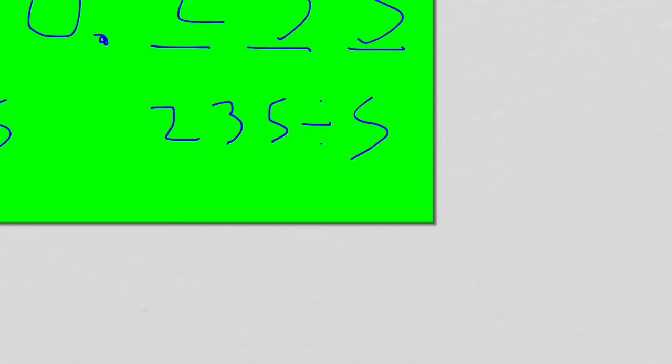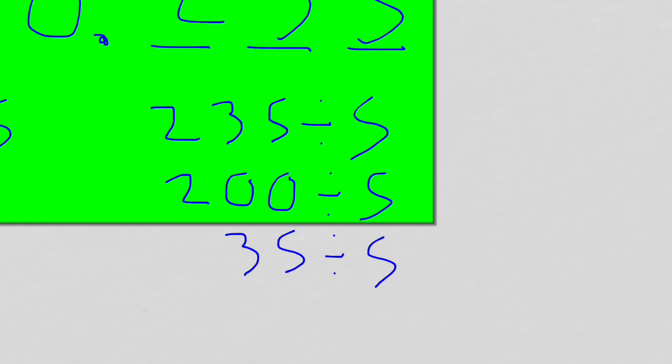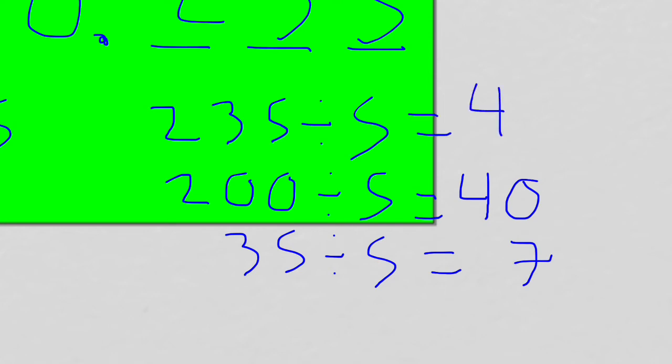Hopefully I can recognize that 200 divided by 5 is pretty easy, and 35 divided by 5 is pretty easy. Now, 200 divided by 5 is just 20 divided by 5, tack on a 0. So that's going to be 4 and 0, 40. And 35 divided by 5 is 7. So that means 235 divided by 5 is 47.